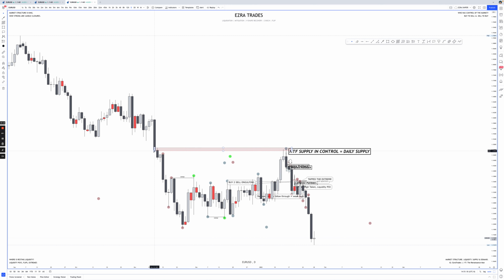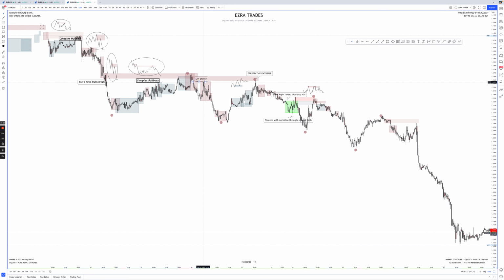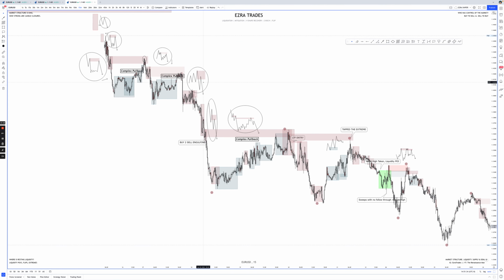So let's say we have these buy to sell wicks, right? They got engulfed. We have price that came into this higher time frame supply that's in control. So this is daily supply. So just keep that in mind, right? Let's go down to the 15-minute, and I'm going to show you how we can use ranges.